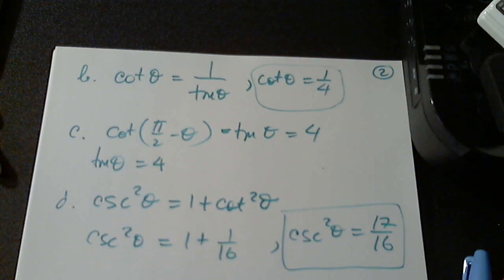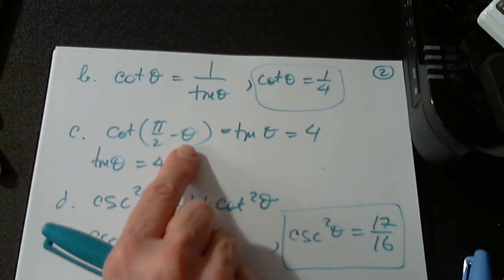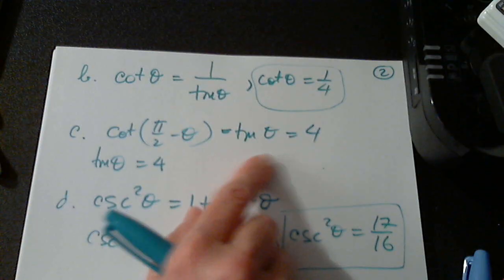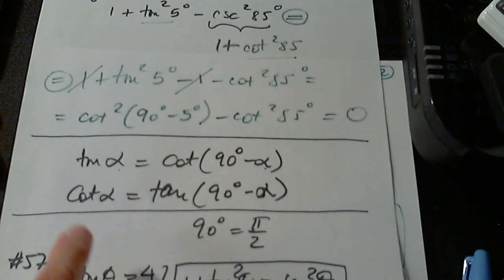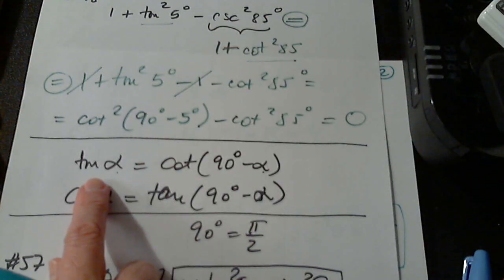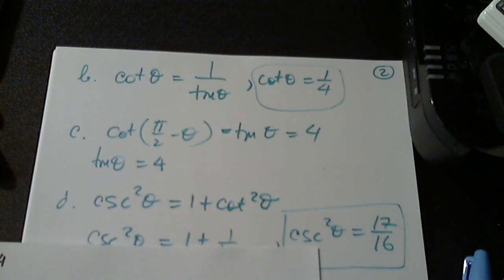Yes? Say it over again? Cotangent of pi over 2 minus theta equals tangent theta. Cotangent of pi over 2 minus theta equals tangent theta. It's a cofunction identity.